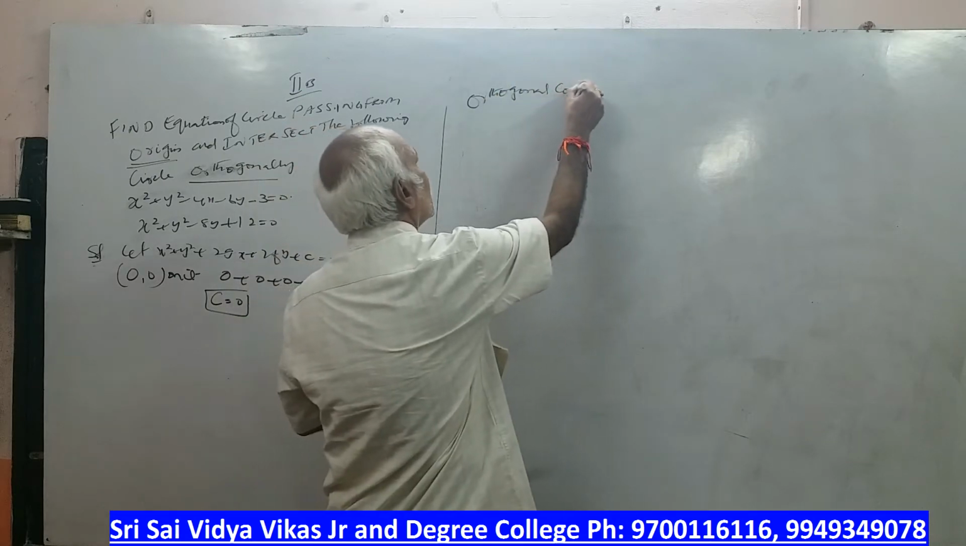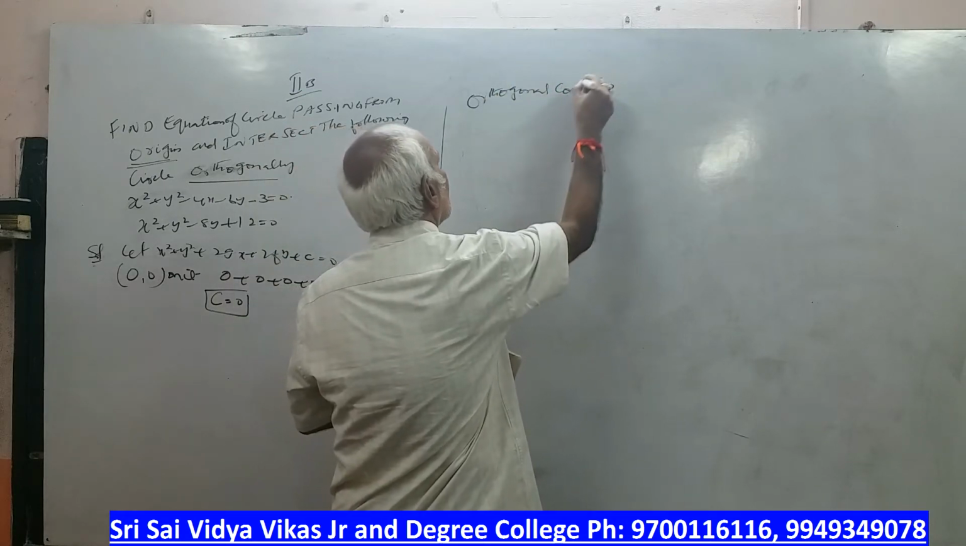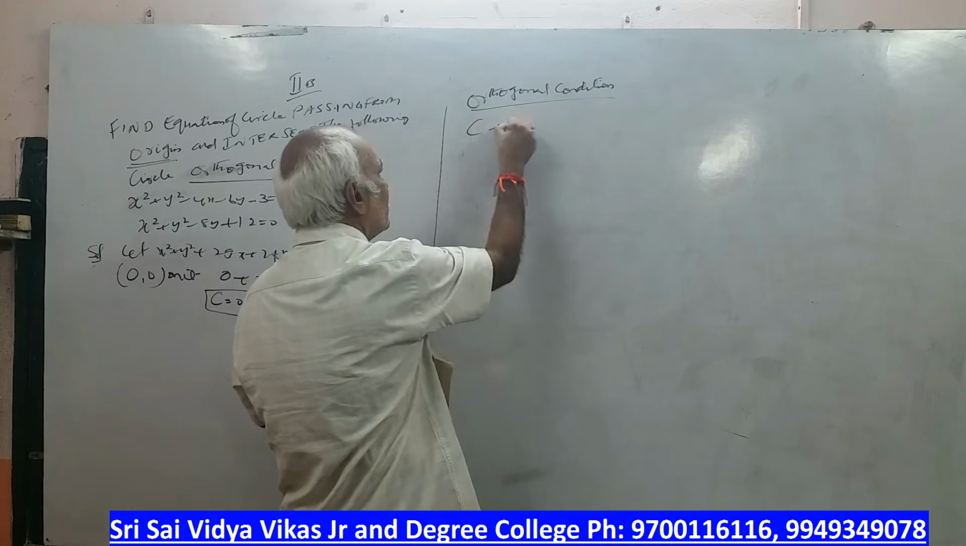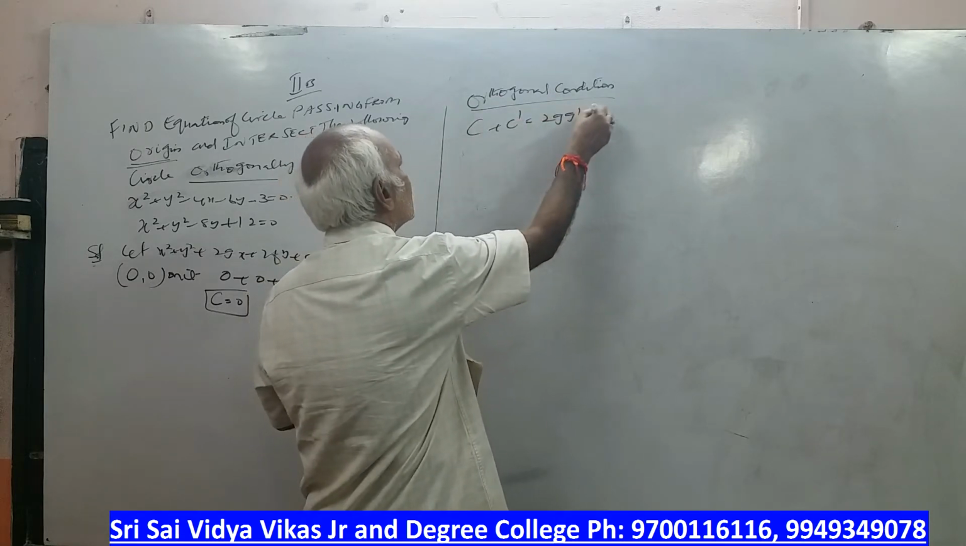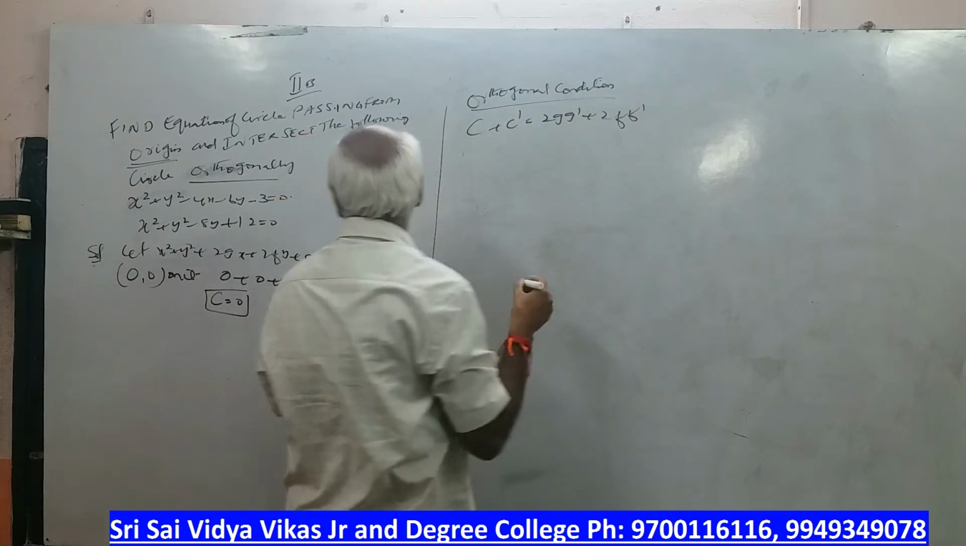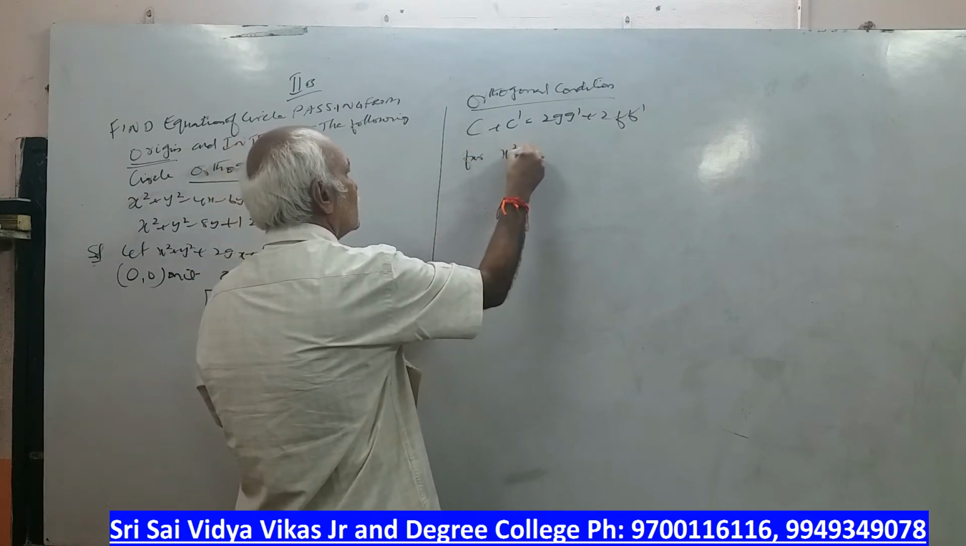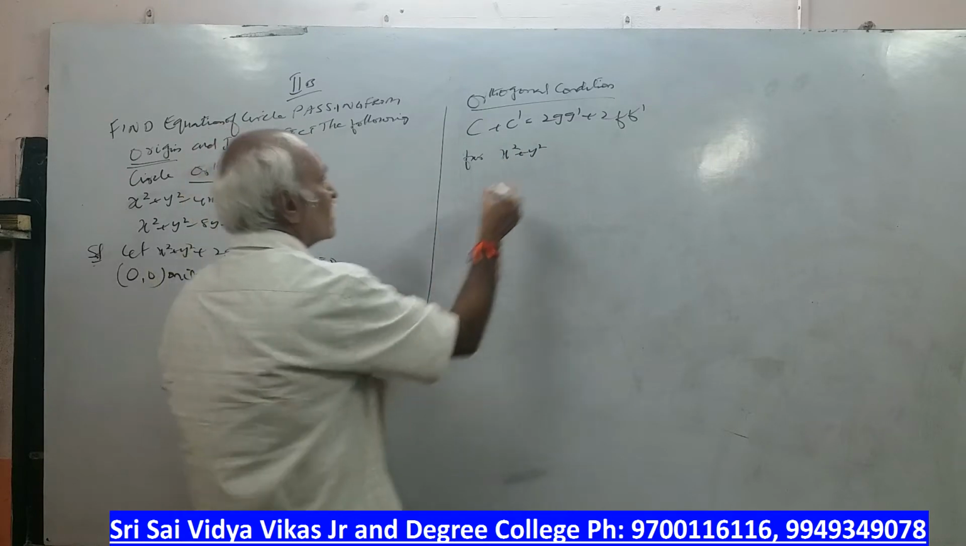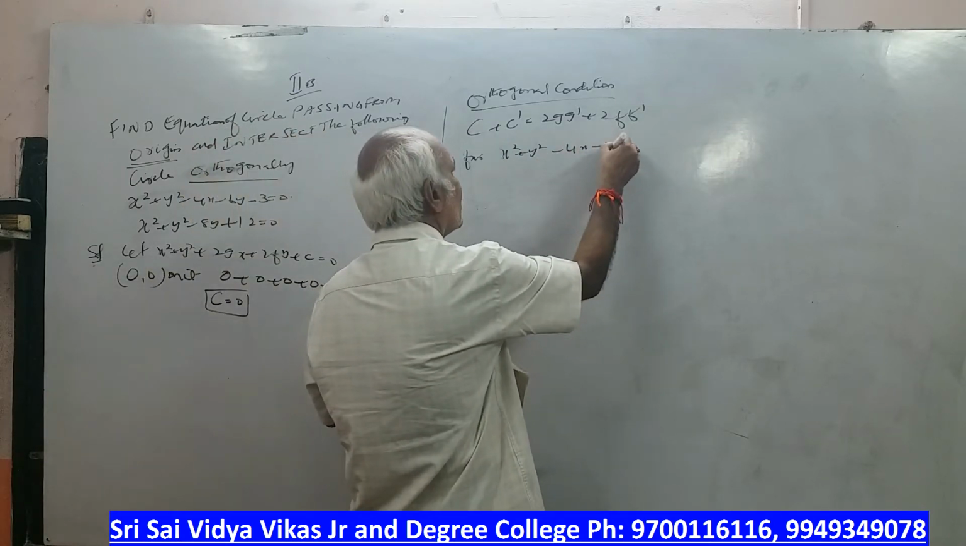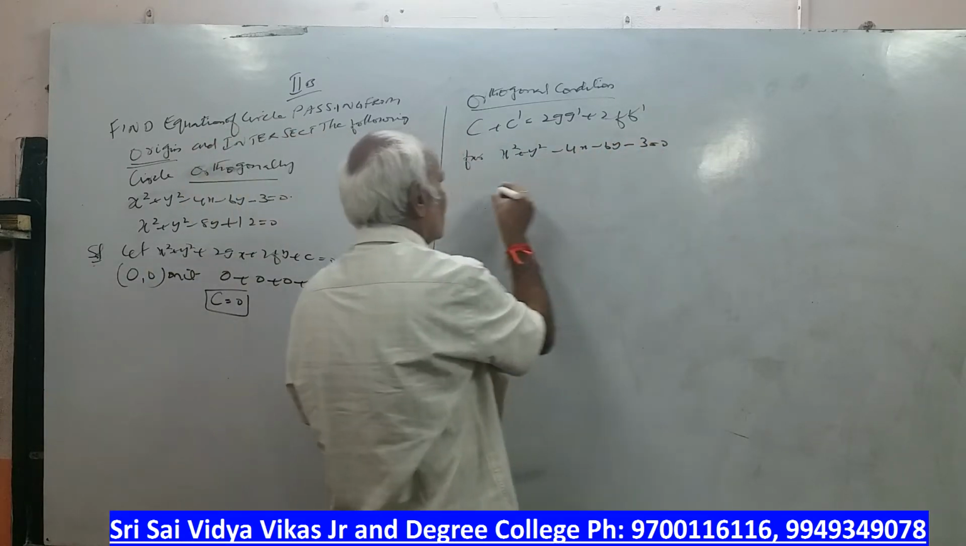Now the orthogonal condition. What is the orthogonal condition? c plus c dash is equal to 2gg dash plus 2ff dash. Okay. So for x square plus y square minus 4x minus 6y minus 3 is equal to 0.